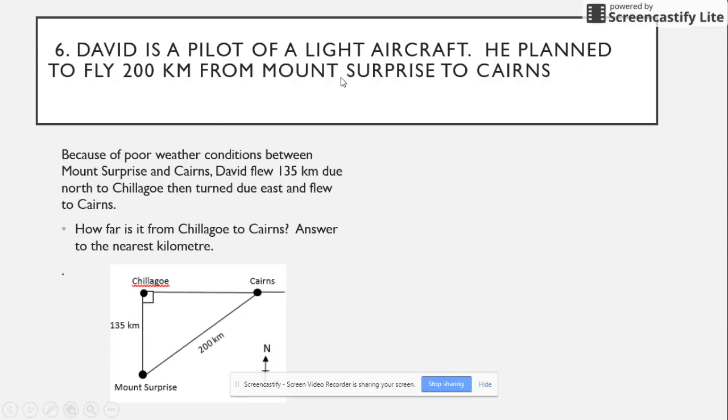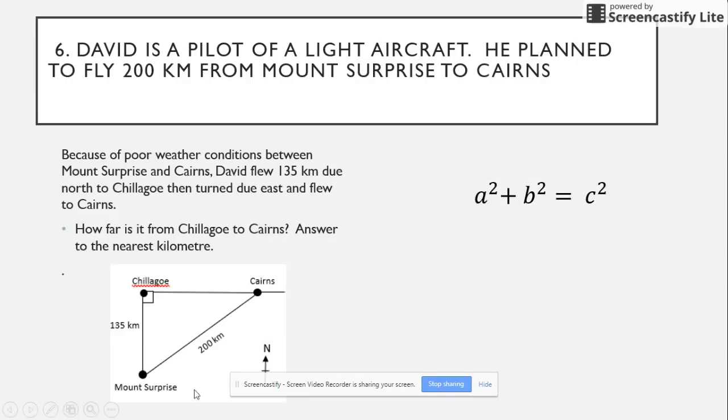Okay, number 6. David is a pilot of a light aircraft. He plans to fly the 200 kilometers from Mount Surprise to Cairns. Okay, because of poor weather, David flew 135 kilometers due north to Chillagoe, and then he turned east and flew to Cairns. How far is it from Chillagoe to Cairns? So we have to work out this. Work it out exactly the same way. So you start off with your a squared plus b squared equals c squared.